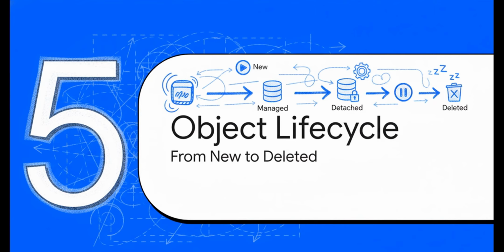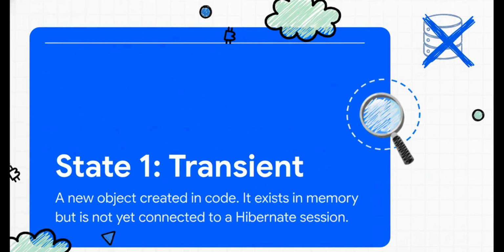Okay, so to really bring this all home, let's follow the journey of a single object as it moves through the Hibernate system. Understanding its life cycle from birth to death is really the key to mastering how all this works. So everything kicks off right here in the transient state. When you first create an object in your code, like new student equals, it's transient. It's just floating around in your application's memory. Hibernate has no idea it exists, and it has zero connection to your database.